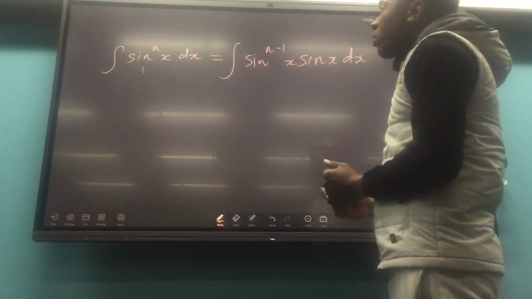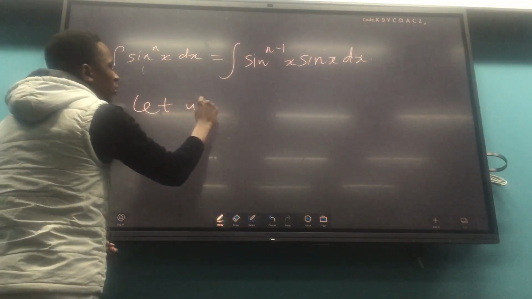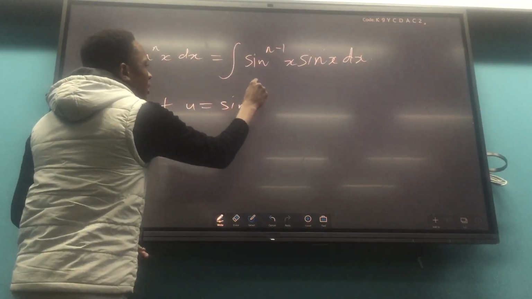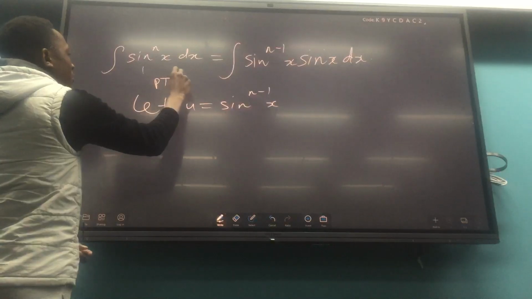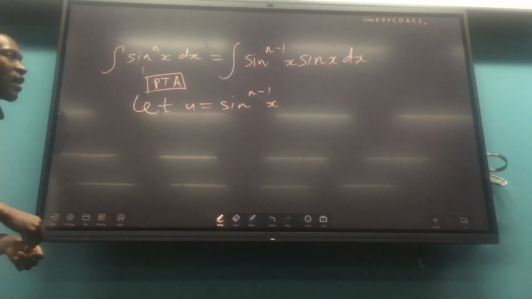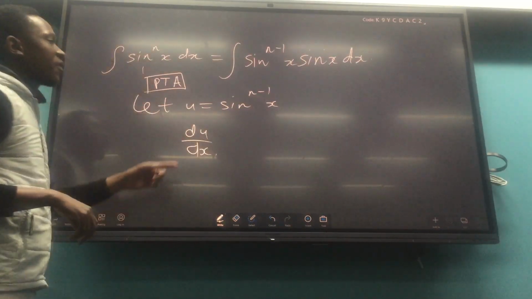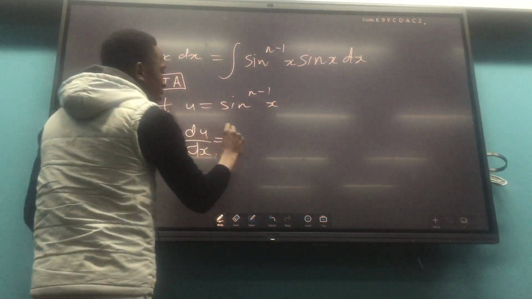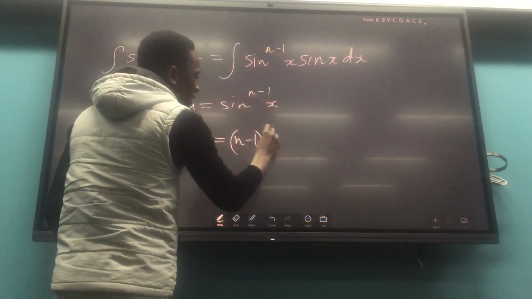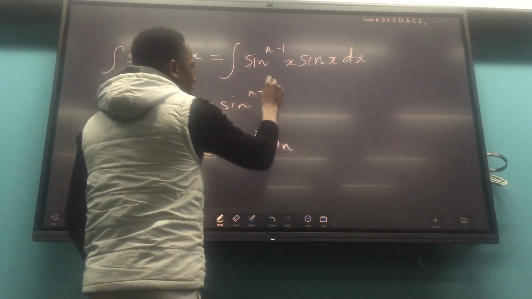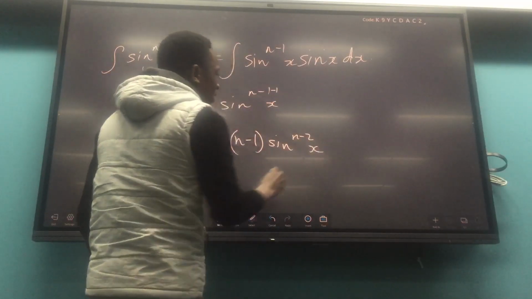Now let u equal sine to the power n minus 1 of x. Then we use the power trig angle method, which is the chain rule in disguise, to find our du dx. When we derive the power, we get n minus 1, taking the power down, and then we write sine to the new power, where we subtract 1, so we get n minus 2 of x.